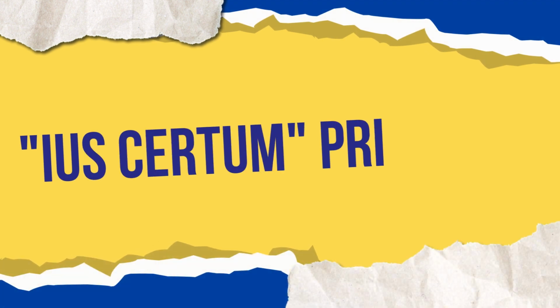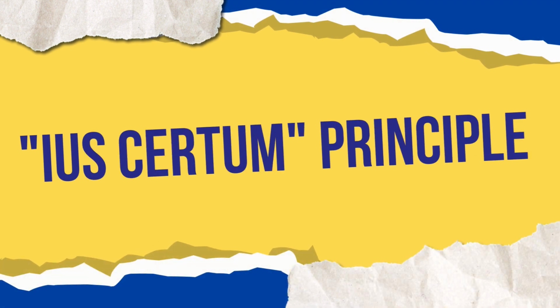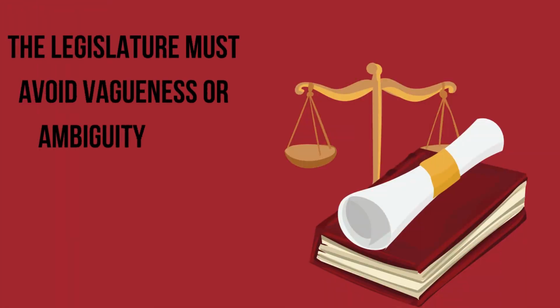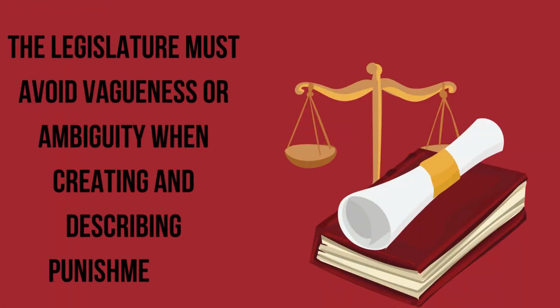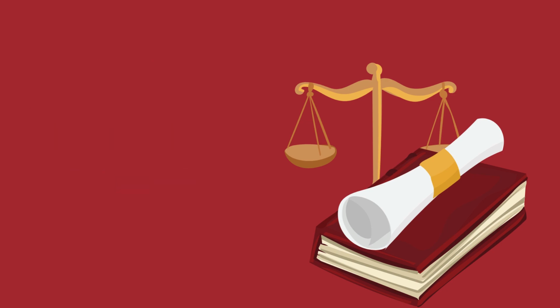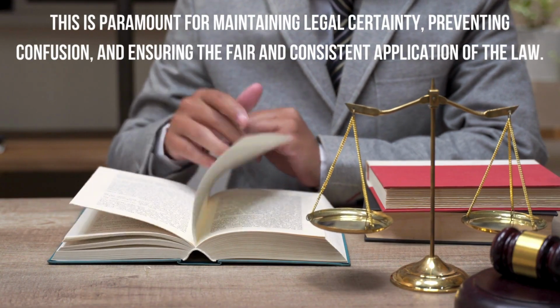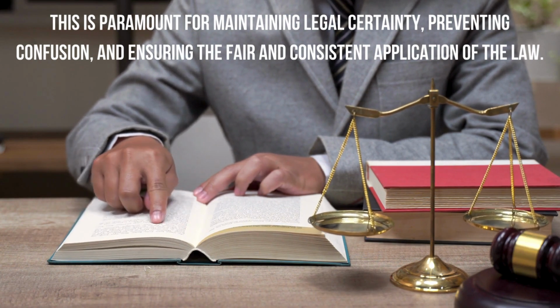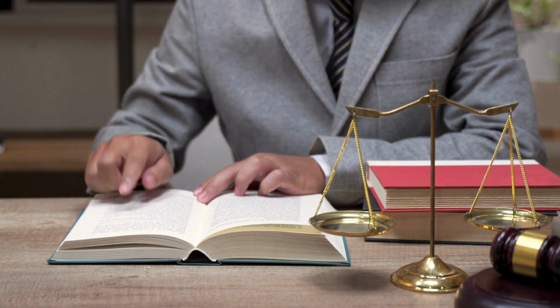Shifting gears to the ius certum principle, clarity becomes our focus. The legislature must avoid vagueness or ambiguity when creating and describing punishments. This is paramount for maintaining legal certainty, preventing confusion, and ensuring the fair and consistent application of the law.